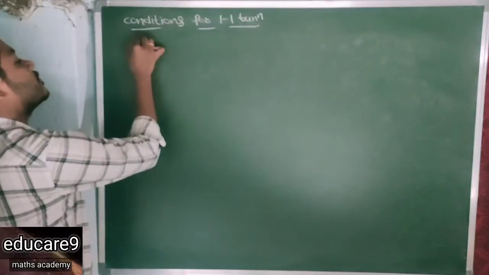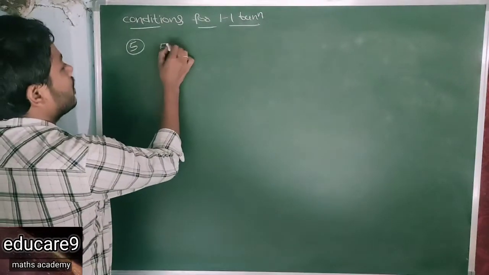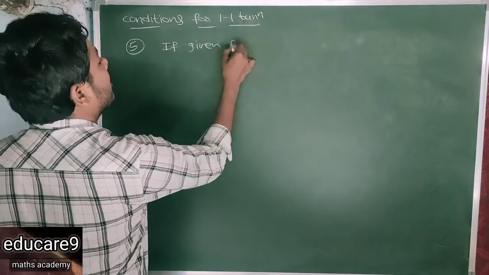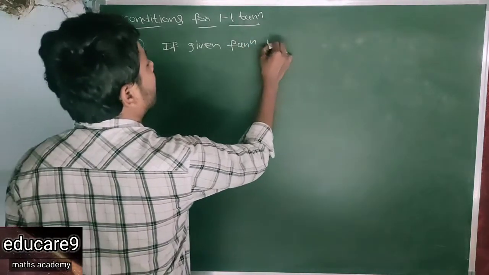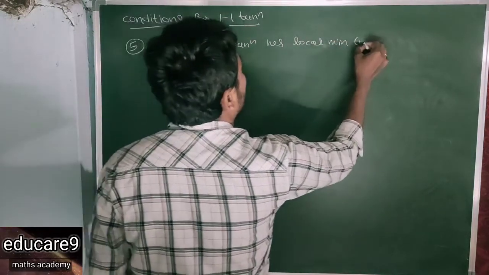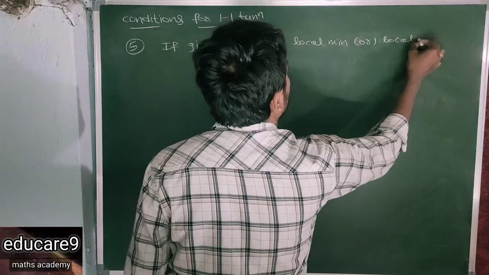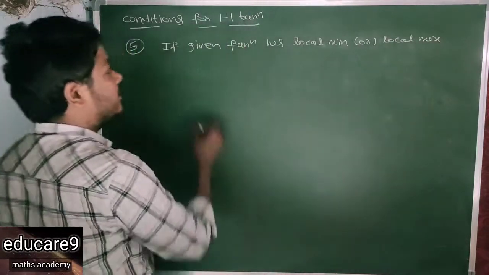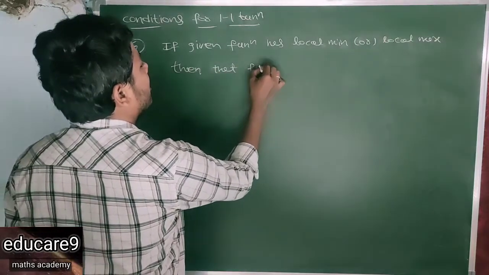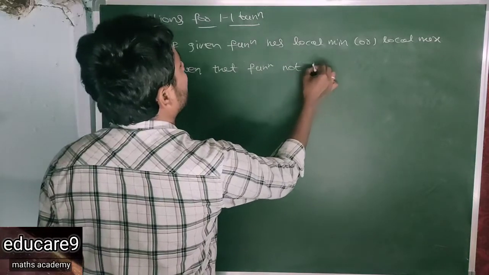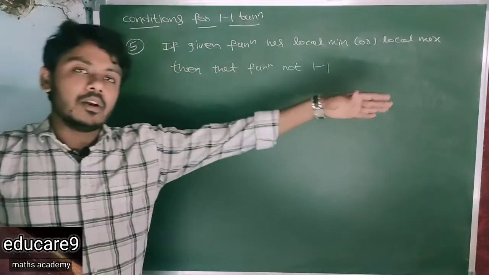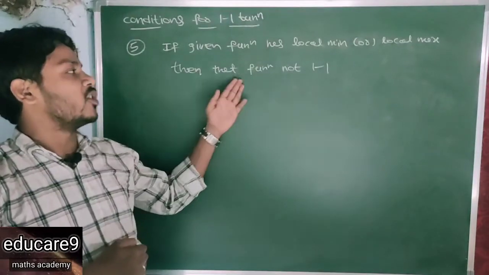Fifth condition. If the given function has a local minimum or local maximum, then that function is not one-one. If a function has a local minimum or local maximum, in that case that function is not one-one.